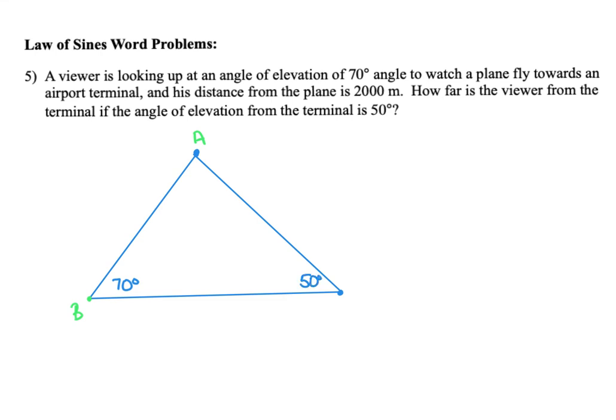Now the distance from my person to the airplane is 2,000 meters. So if this is my airplane, which of these side lengths represents the distance between my person that is looking up at the airplane and the airplane? AB, right? 2,000. BC is the distance from where? This is my person to the terminal. That is actually what they're wanting us to solve for, okay?